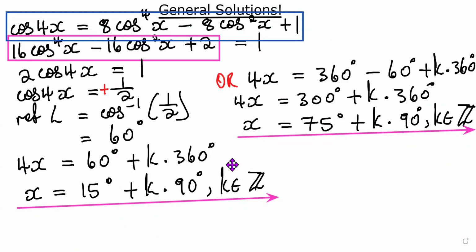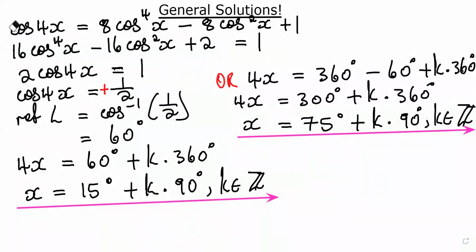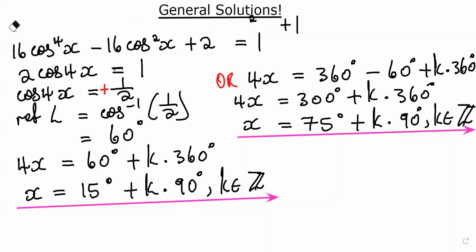But let's say they didn't ask you to prove the identity. Let's say it was just an independent question and they're asking you to solve, or rather to find the general solution of this equation. So how would you do it in that case?